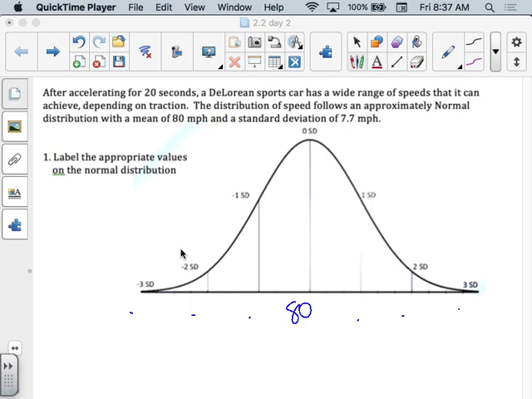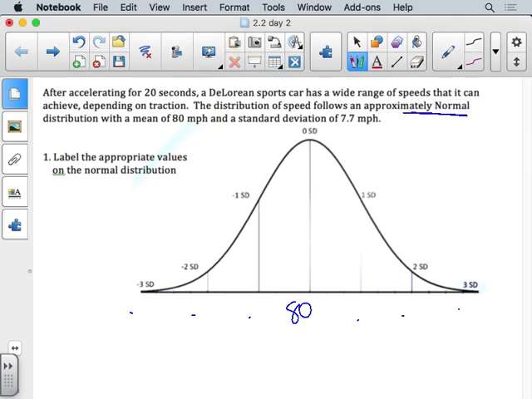So we have approximately normal with a mean of 80, standard deviation 7.7. Sometimes they might just give you a notation like this where it says capital N 80 comma 7.7. That just means the distribution's normal looking, like this little bell curve with a mean of 80, 7.7.